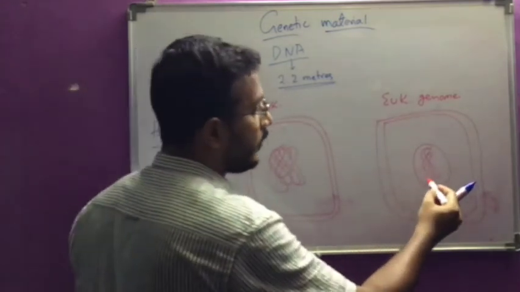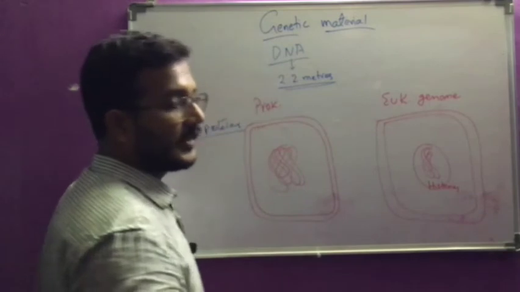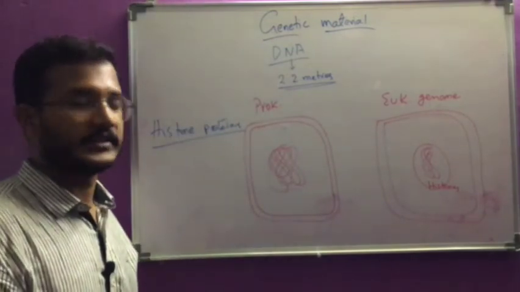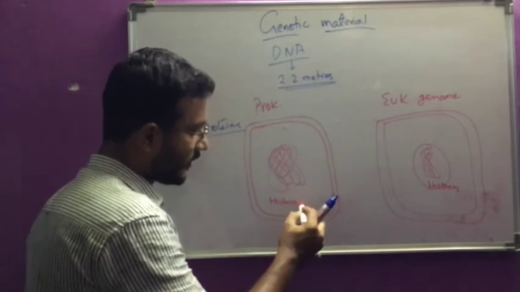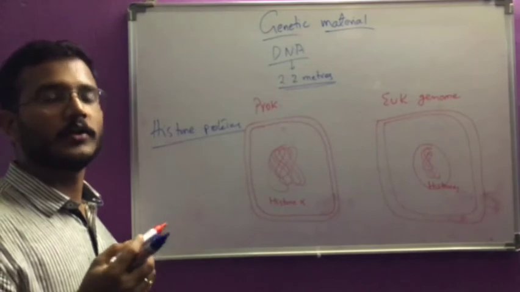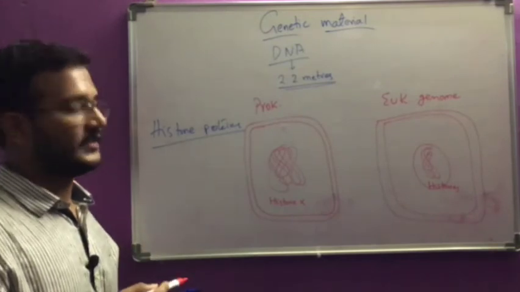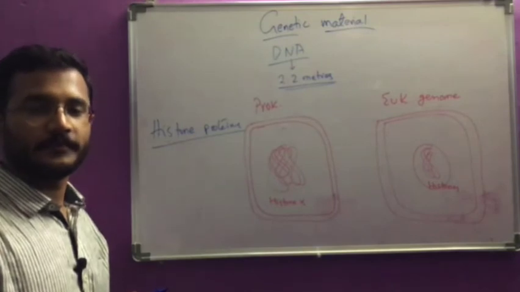Here we have histones. So that's why that much compaction is done in eukaryotic cells. But here histones are absent. Histone proteins are absent. That's why the DNA is not compacted, not compressed, not packaged. As a result, it is scattered in the cytoplasm.